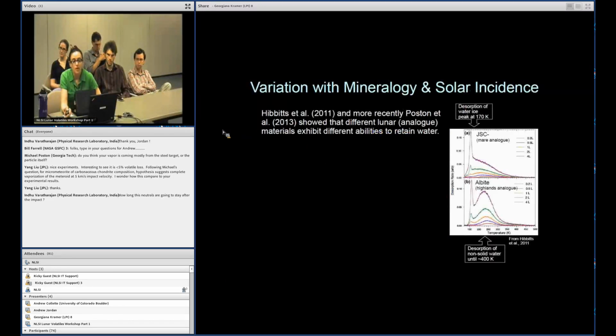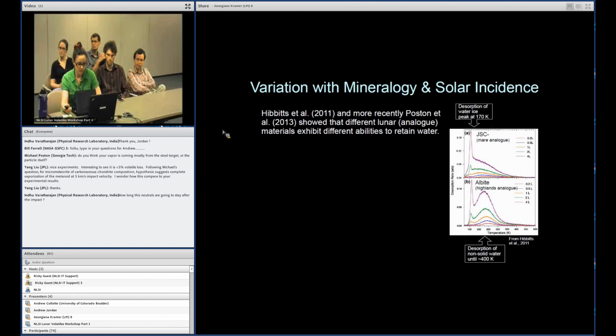There could also be a variation with mineralogy and solar incidence. So work by Hibbets et al. and more recently by Poston et al. showed that different lunar analog materials exhibit different abilities to retain water. So here we're seeing the thermal desorption curves of water from JSC 1A and albite. And the absorbed water chemisorbs at low exposure and remains present to approximately 400 degrees.